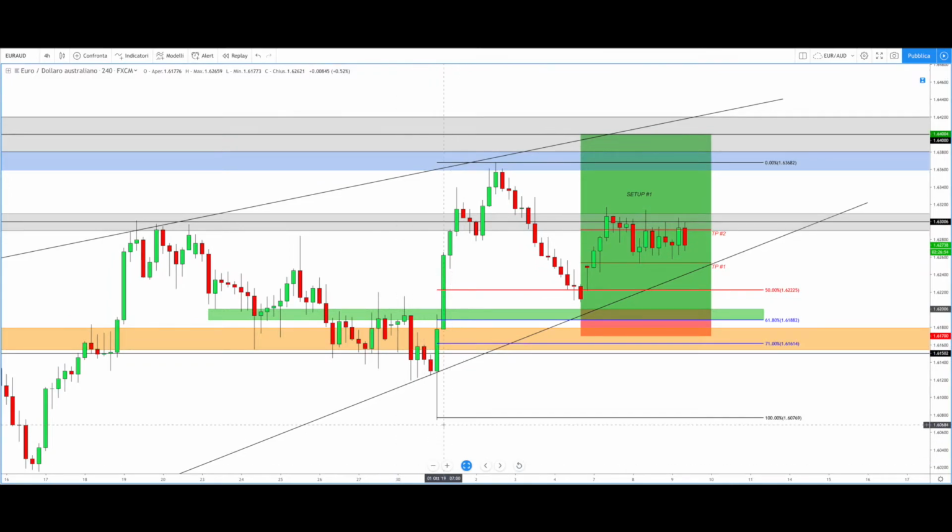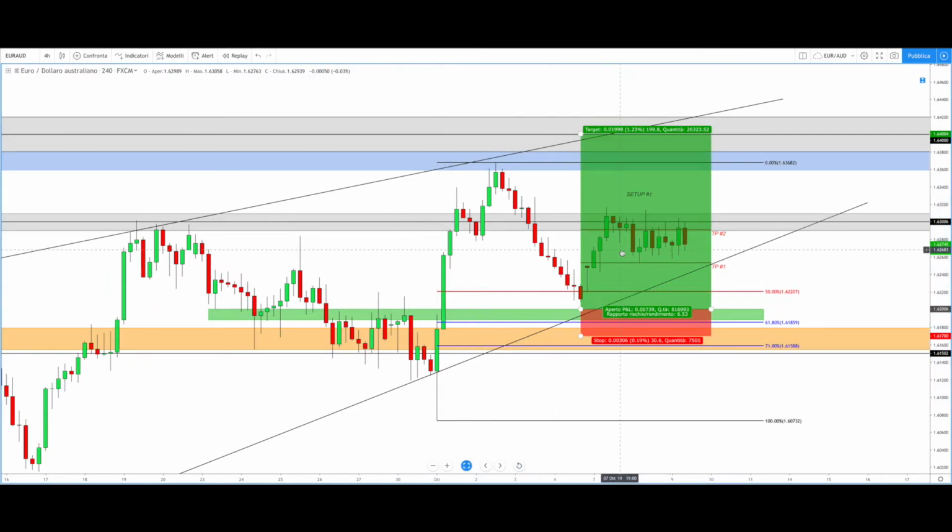here open with this strong and big bullish gap, close this gap with this lower shadow, and after this closing the price start a strong bullish movement that bring it to touch another time 1.63.